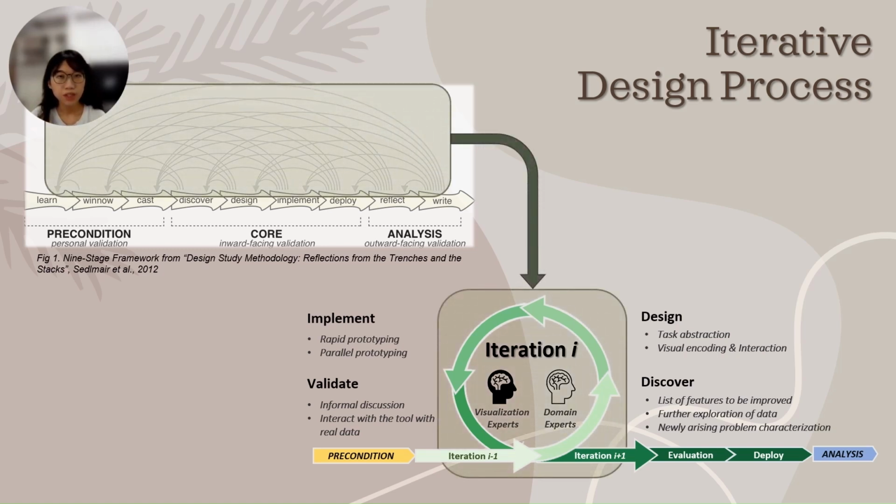To enhance the framework's practicality, we unfolded the implicit and flexible recursion and validation stages of the 9-stage framework into explicit iteration cycles. During each cycle, we work closely with domain experts through the discover, design, implement, and validate phases until the tool reached its initial completion. Additionally, we incorporate several other methodologies such as the nested model, especially in the design and discover phases, where we conducted data and task analysis.